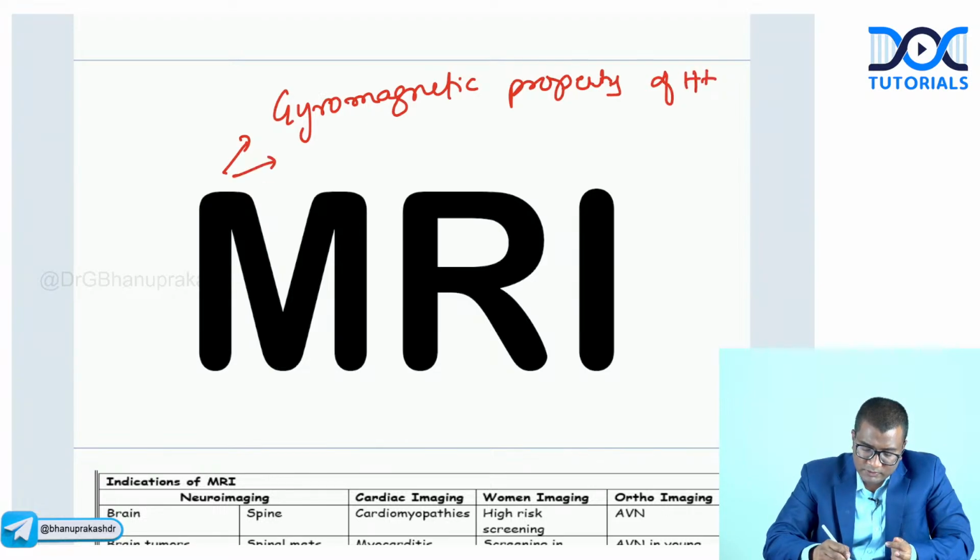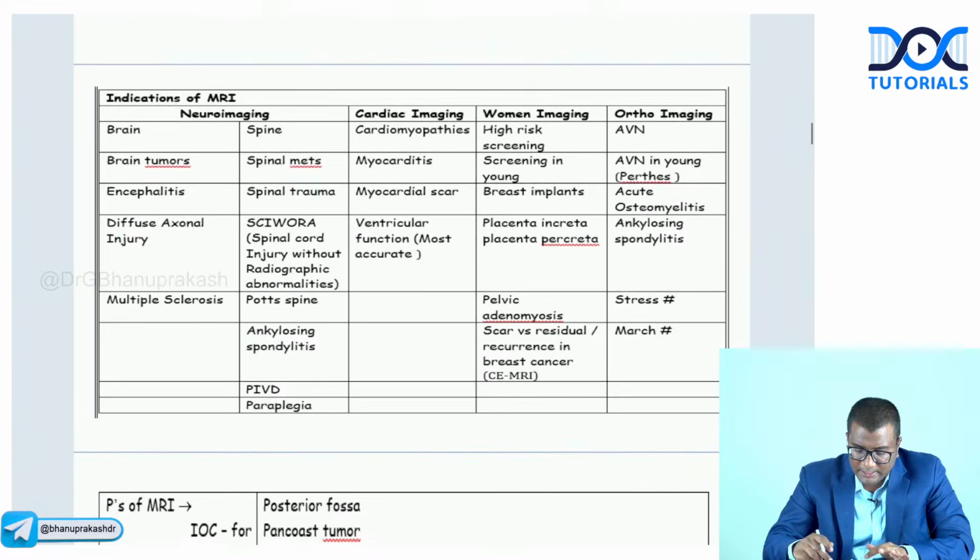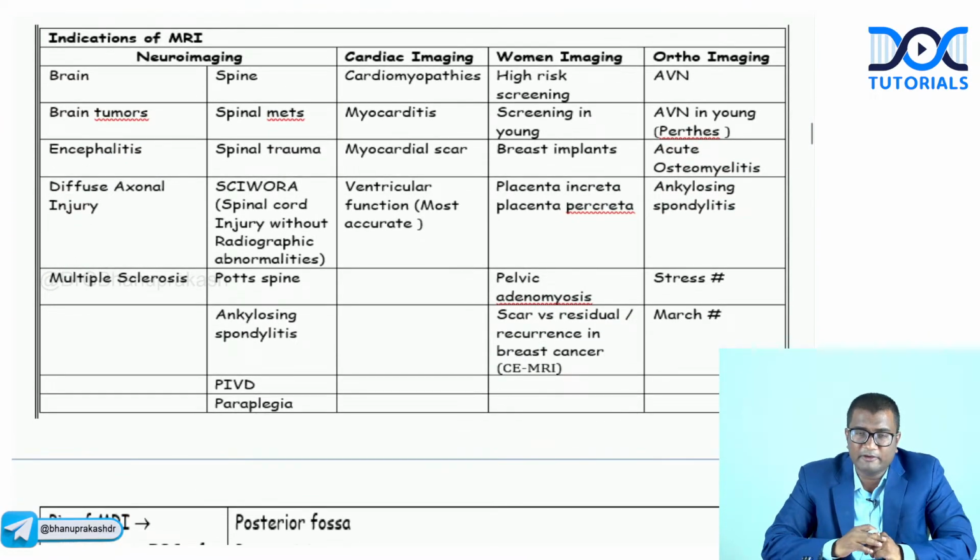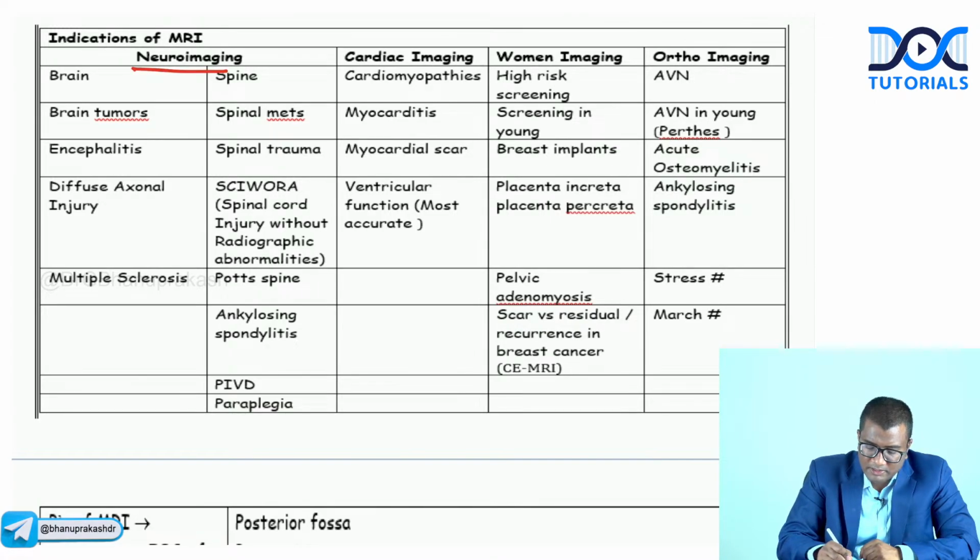And this uses NMR, that is nuclear magnetic resonance. Magnetic resonance. And if you look at the indications of MRI, there are a lot of places where MRI is the investigation of choice. So I've clubbed them as neuroimaging, cardiac imaging, women imaging, ortho imaging, and we'll try to understand one by one. So when I say neuroimaging, it is both brain and spine.